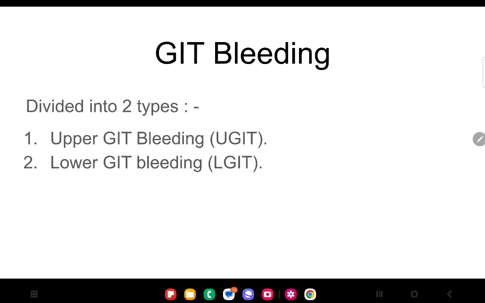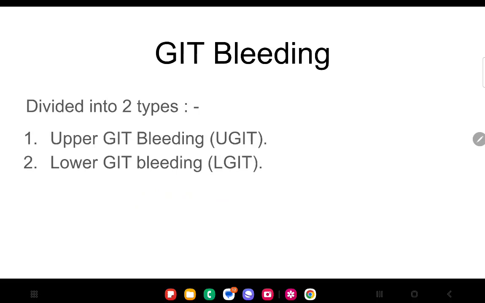GIT bleeding in general is divided into two types: upper GIT bleeding, which is going to be discussed in this lecture, and lower GIT bleeding, which is going to be discussed in another lecture.